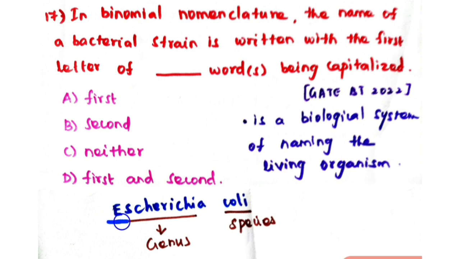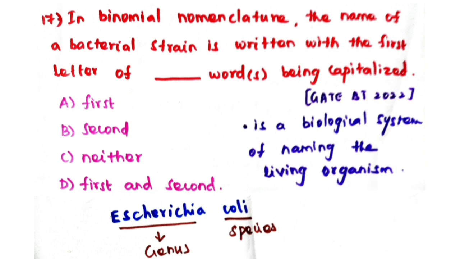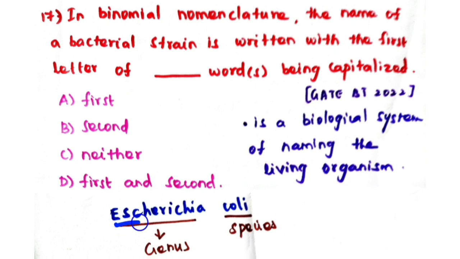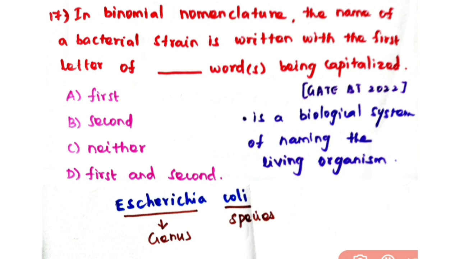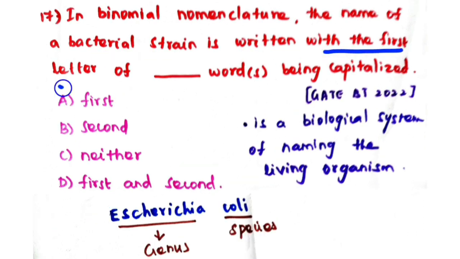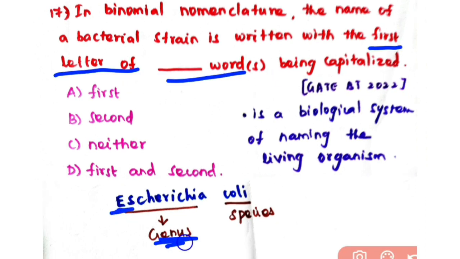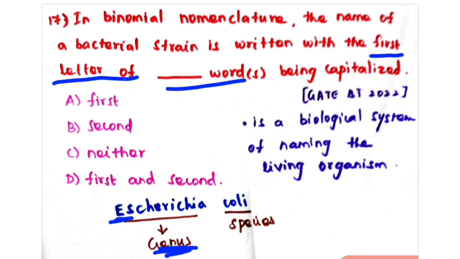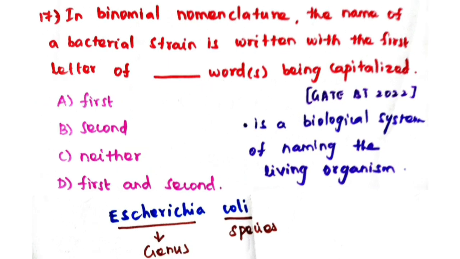The first letter of the first word should always be capitalized, and the first letter of the second term, that is the species, should not be capitalized and is always written in lowercase. Then the scientific name is always italicized, or you should underline the words. So in the question they are asking, a bacterial strain is written with the first letter of the first word being capitalized. So the answer is option A.